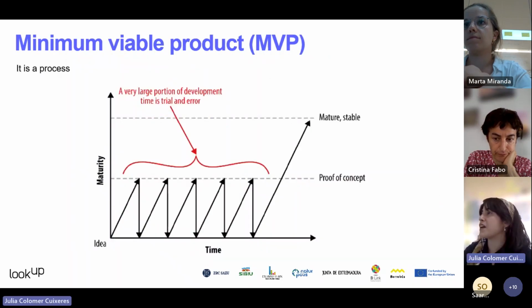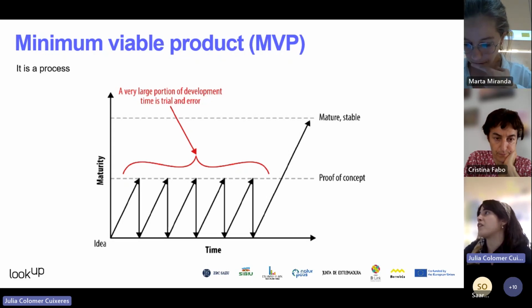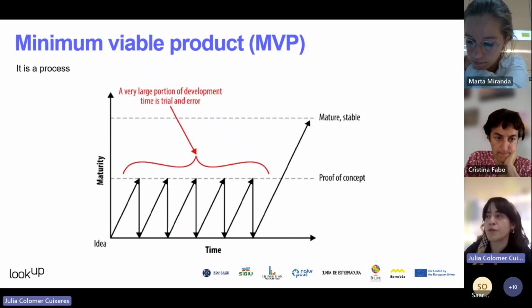Then there is a graphic that is really visual, and basically the maturity comes over time. It's a process, and at the end you will have the mature and stable product or service after the minimum viable product.